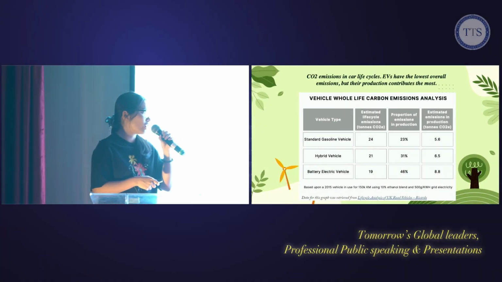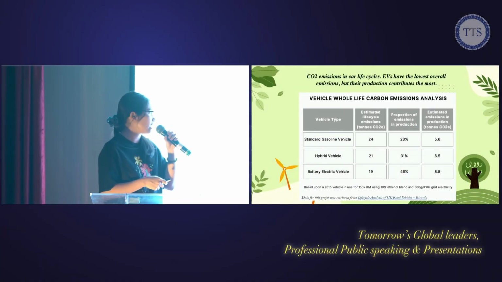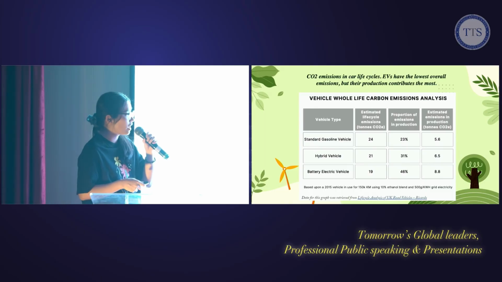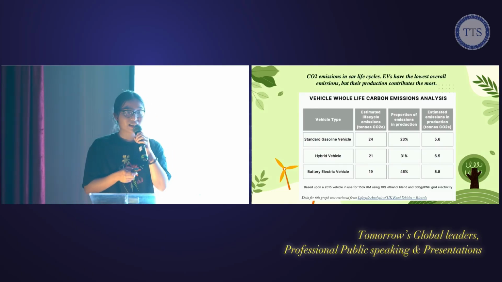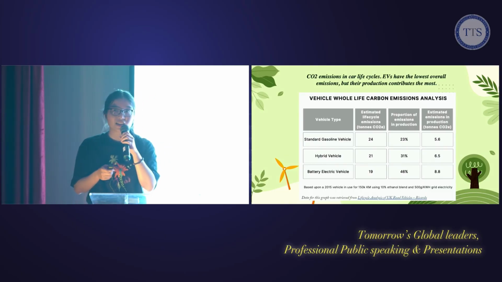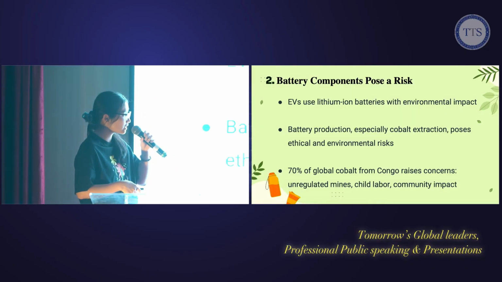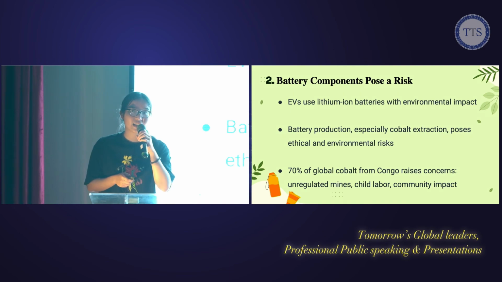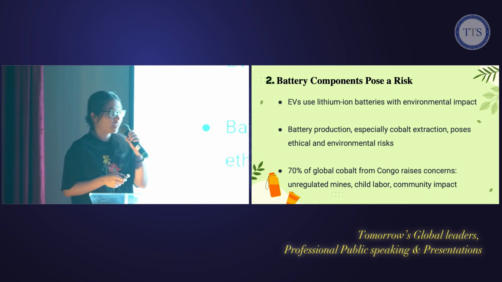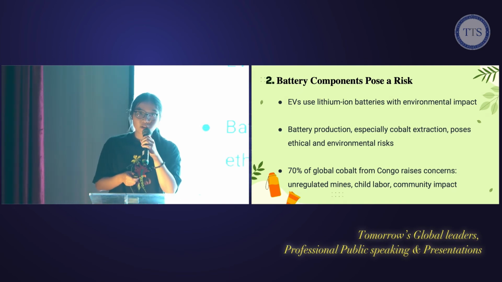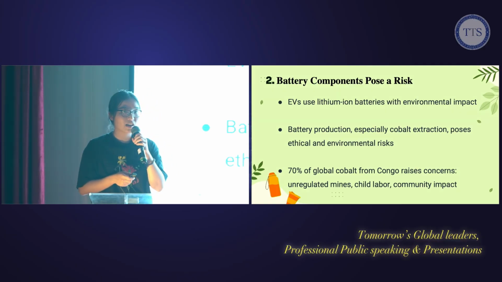46% compared to 23% for the production of gasoline vehicles. So therefore, they have shifted the emission from the car itself to the electricity plants and the manufacturing firms. The second one is the battery components. To produce the EV cars, they have to have the lithium-ion batteries.